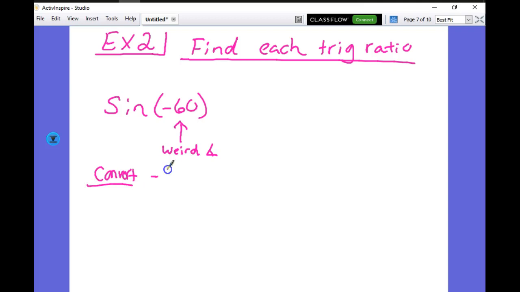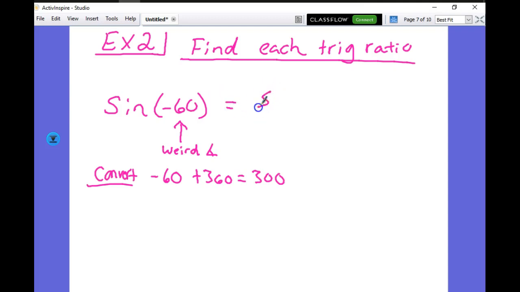So negative 60. If I want it to be normal, what am I going to do? Add 360 or subtract 360? You're going to add 360 to it. And what does that become? So we've converted it from a weird angle into one that's actually on our unit circle. It's the same spot, it's just a different measurement. So since it's at the same spot on our unit circle, it should have the same x and y values and stuff, right?